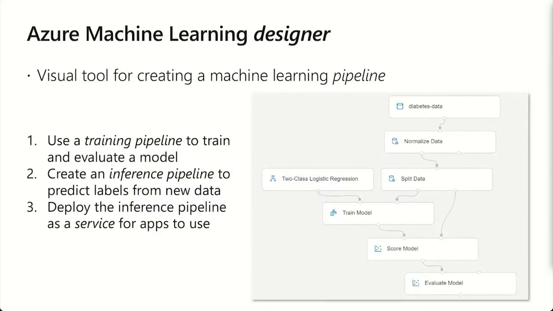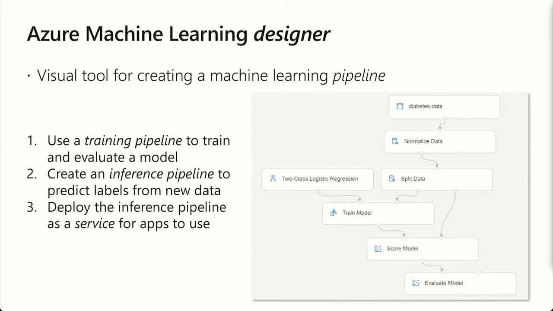Because the Designer is a visual tool for creating machine learning pipelines. And a pipeline is basically a multi-step workflow to prepare data, train models, and perform model management tasks. As you can see here on the right side of the screen. On the left side here, you can see that these three main steps are important. You start with a pipeline that ingests data, pre-processes it, and then trains and evaluates the model. And then when you're happy with the results, you create an inference pipeline, which is based on your training pipeline.